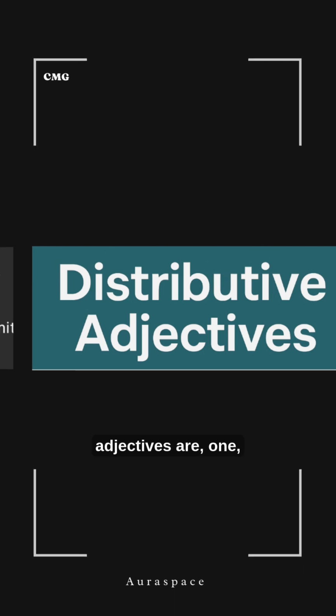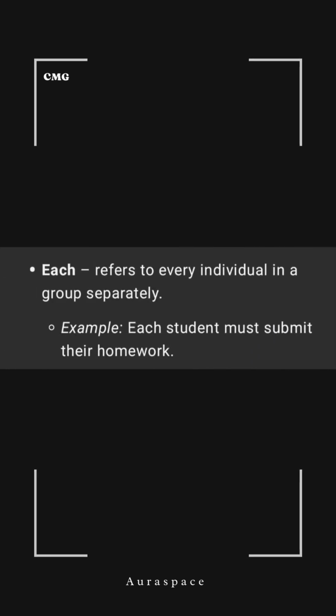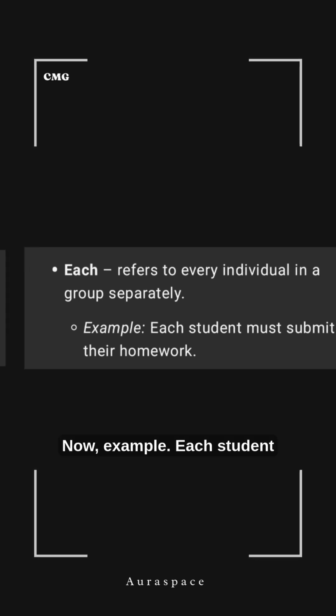The most common distributive adjectives are: 1. Each. Each refers to every individual in a group separately. Now, example: Each student must submit their homework. Right? Their homework, even though we have the pronoun "their" here, we are talking about the individual members of the class, as in each student. The "their" there is just a figure of speech. It's just the grammar.